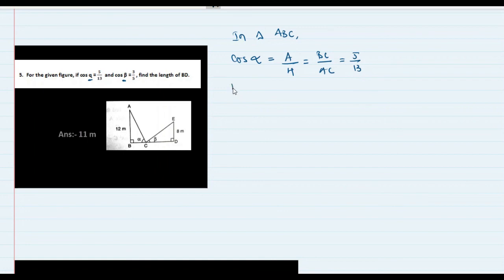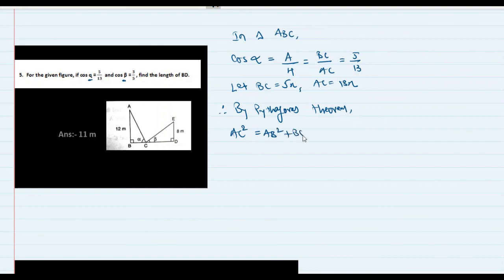Do we know BC or AC? No, we don't know. So let BC be 5x and AC be 13x. Therefore, by Pythagoras theorem, AC square is equal to AB square plus BC square, and AC square is 13x the whole square.